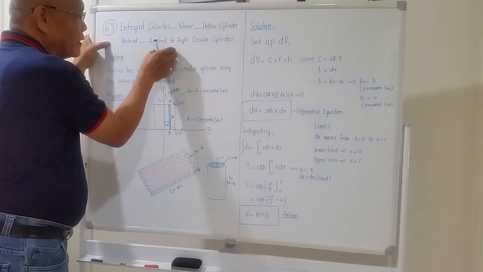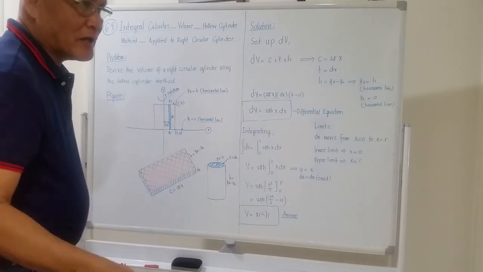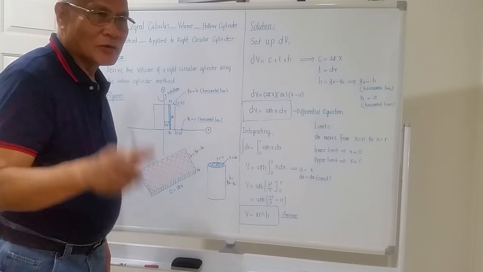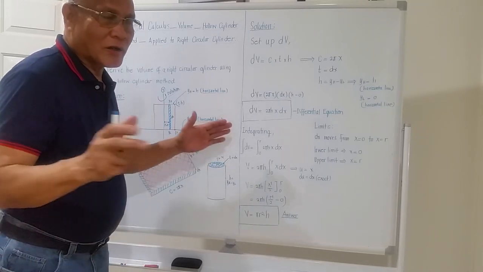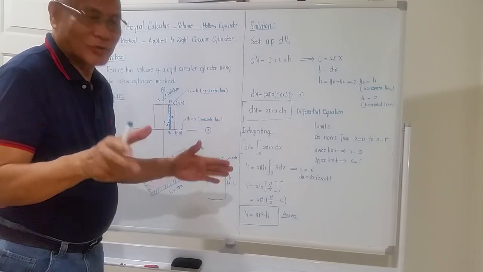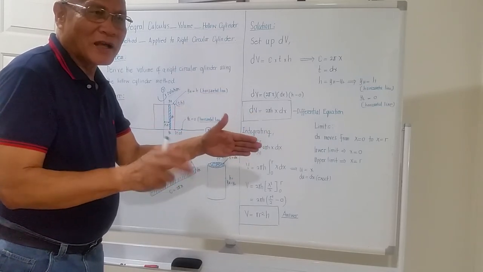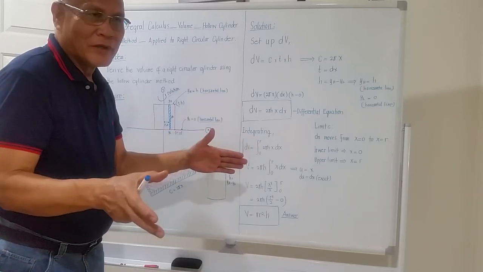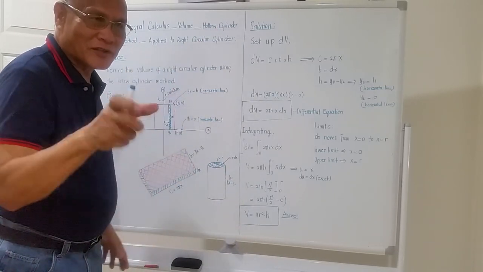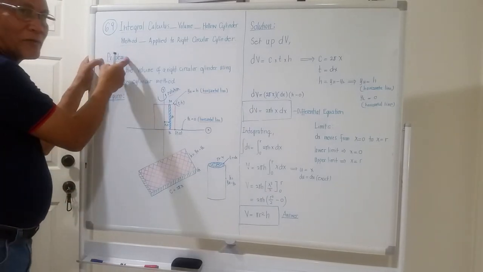Hollow cylinder method as applied to the right circular cone. This afternoon, I will derive the formula for the volume of a right circular cone by using the hollow cylinder method. Because under circular disk, we already derived the formula using two solutions, the vertical and horizontal slice, and the resulting volume formulas are the same. So hopefully this afternoon, by using the hollow cylinder method, we will derive the same formula. Okay, I will try to read the problem.